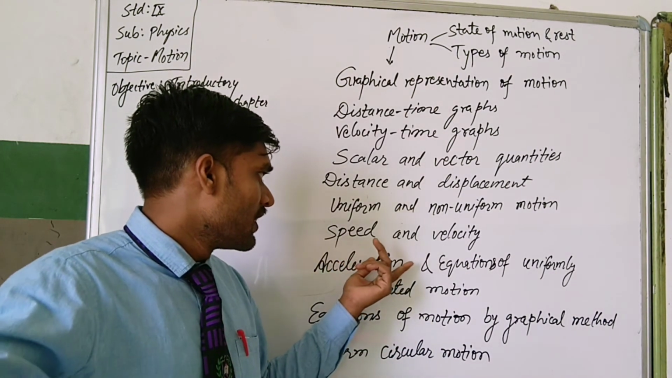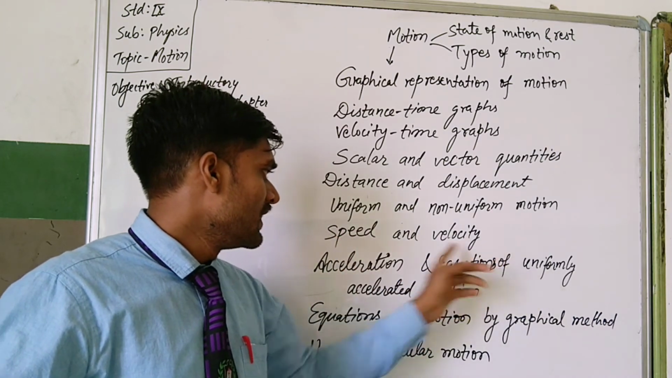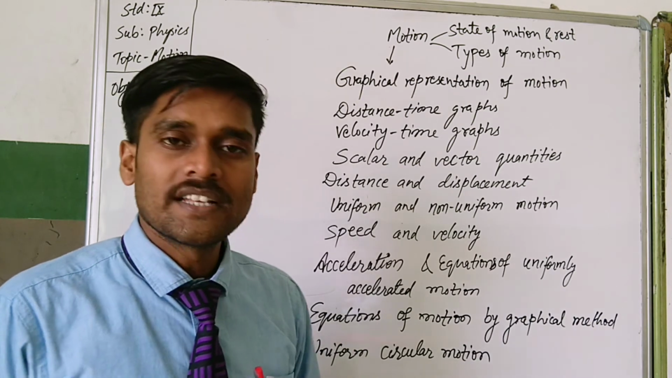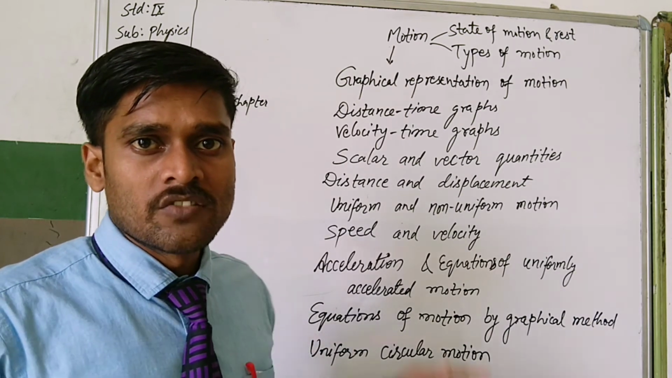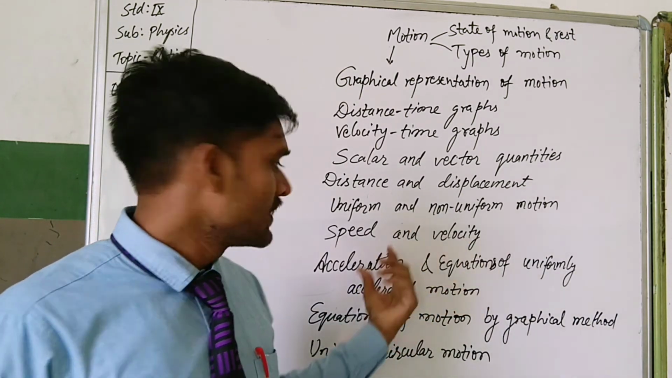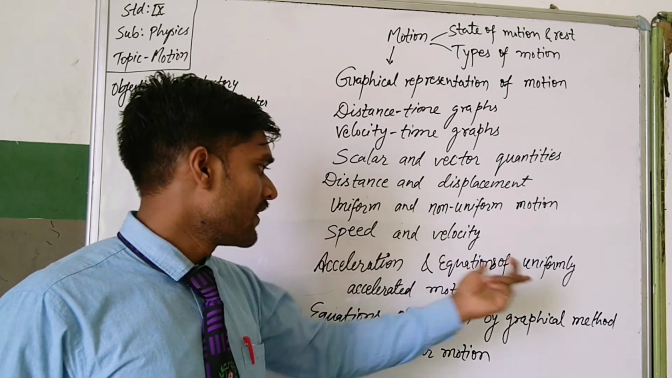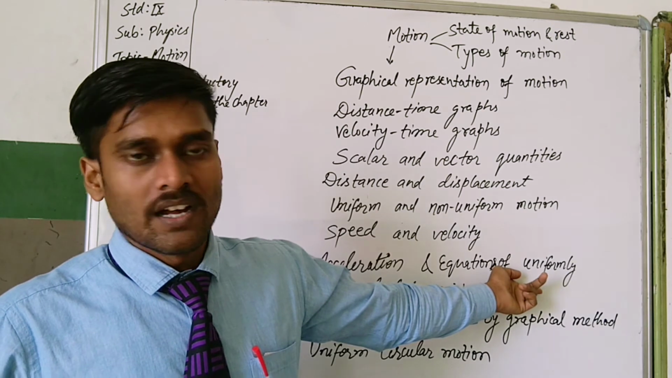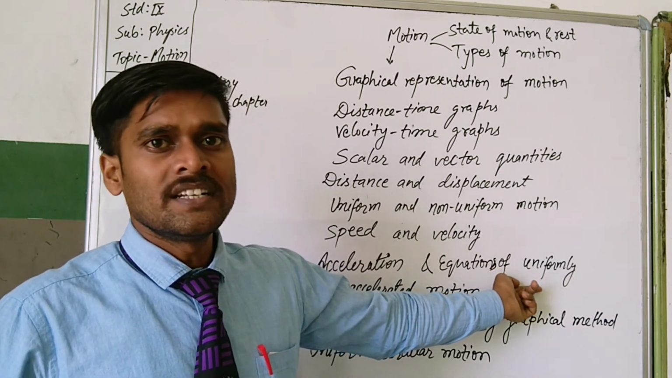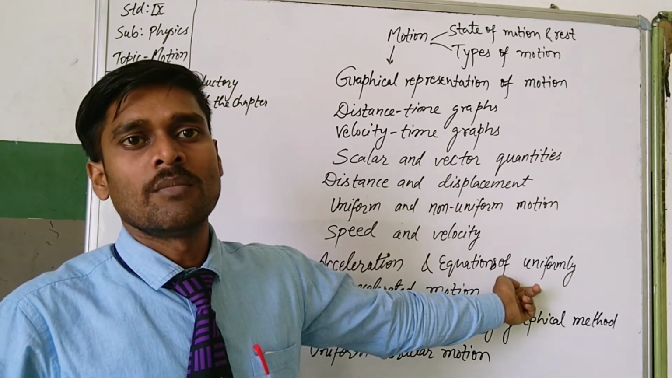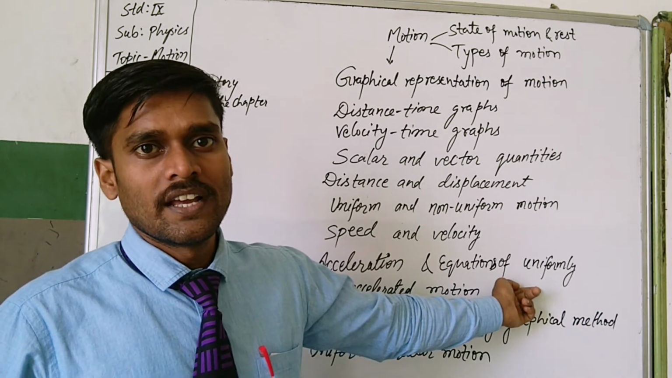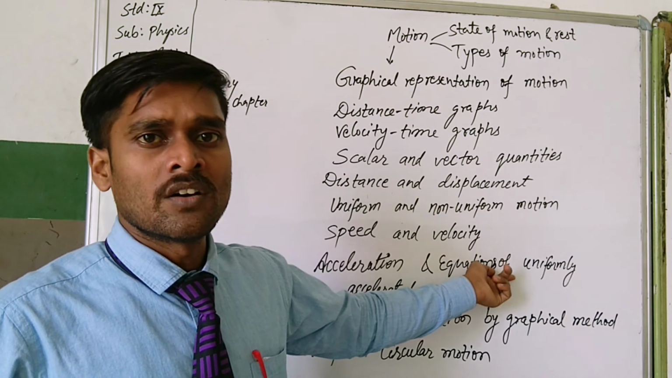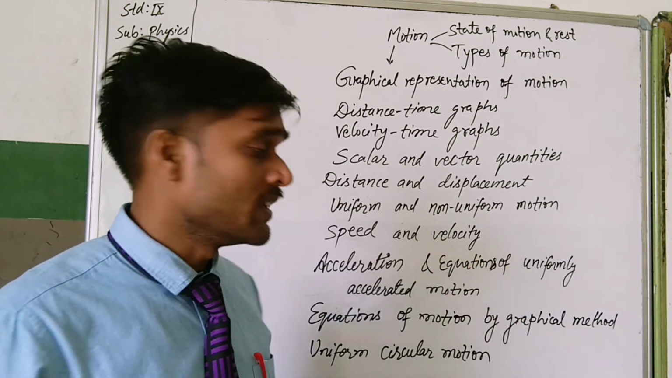After moving through speed and velocity, we shall discuss acceleration and equations of uniformly accelerated motion. This rate of change of velocity is known as acceleration, and how this acceleration affects the motion and how we represent different uniformly accelerated motion in the graphical method. We shall come to know and we shall write all the different equations involved with it.